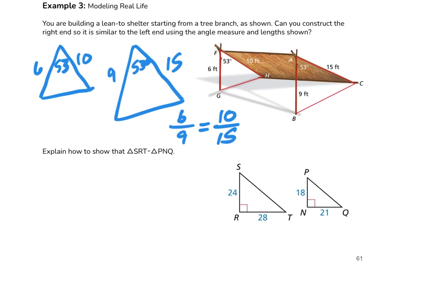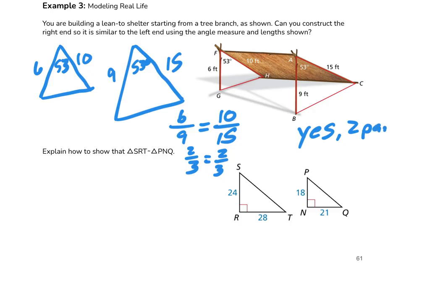What does 6 over 9 reduce to be? Okay, 3 goes into both, right? So 2 over 3. What about 10 over 15? What goes into both? 5. And so 5 goes into 10, 5 goes into 15. Both of those are the same. Okay, so we would say, yes, we can construct this so the two sides are similar.